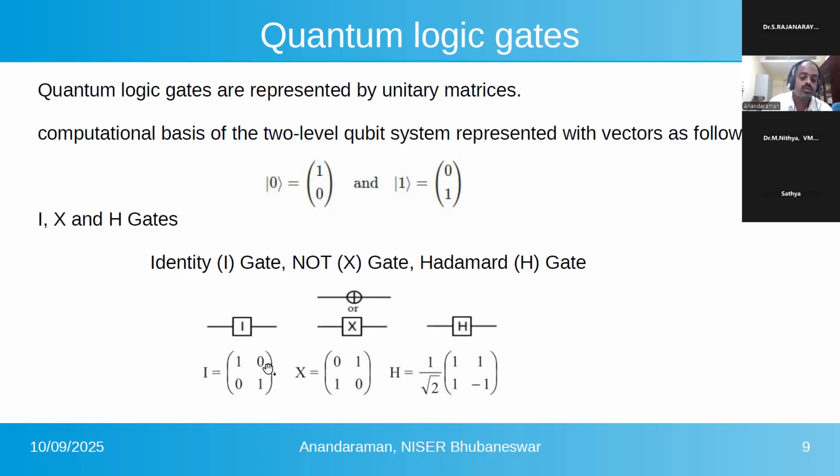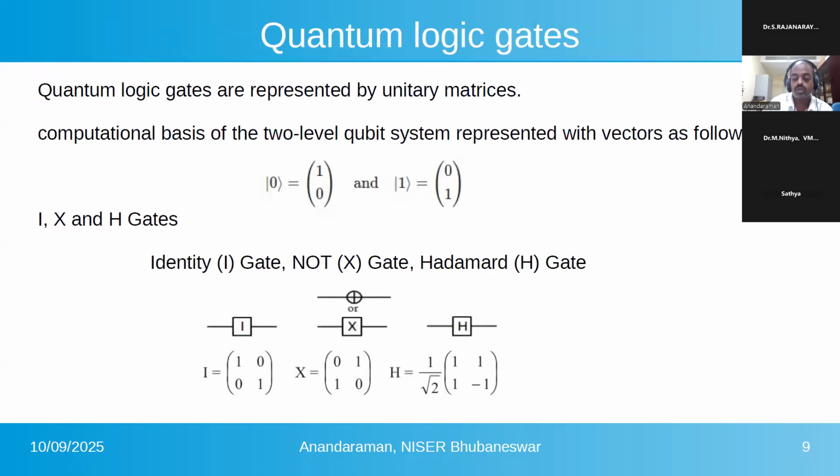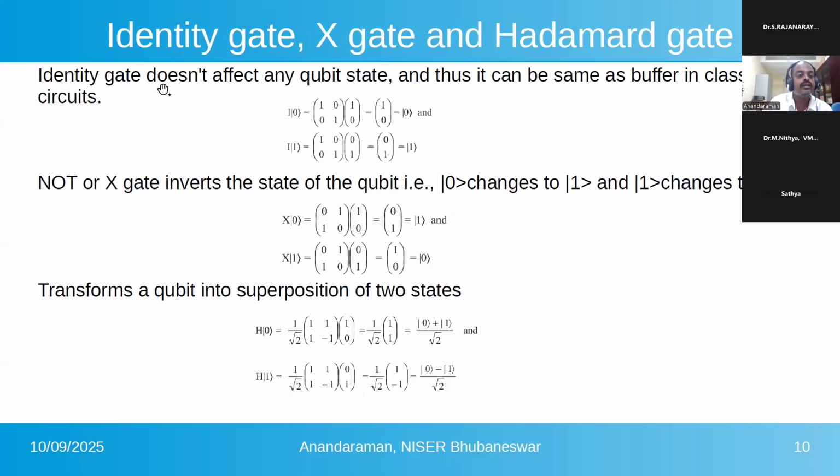Identity matrix is 1, 0, 0, 1. This is the NOT gate, the X gate, represented as 0, 1, 1, 0. This is a Hadamard gate. This Hadamard gate is used to create superposition. It is 1 by root 2 times the matrix 1, 1, 1, minus 1. So this is how it is created.